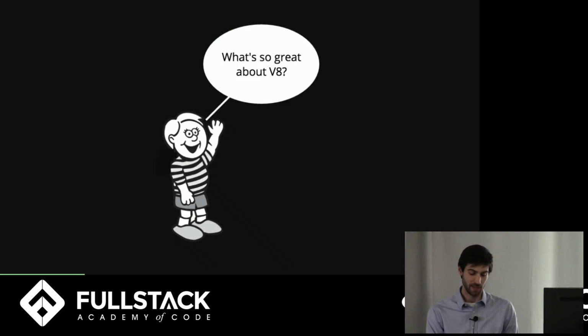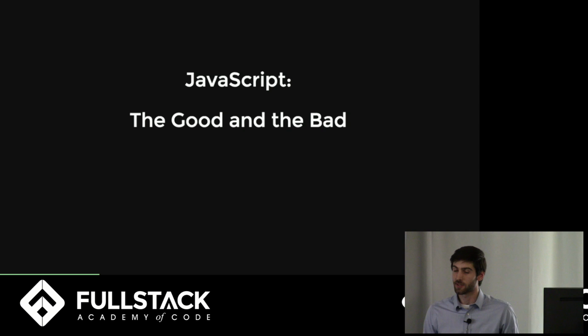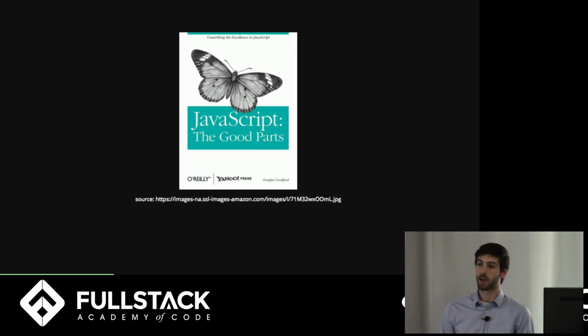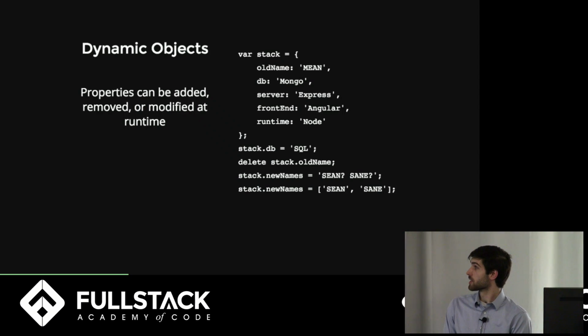So what's so great about V8? Well, in order to answer that question, we have to talk a little bit about JavaScript and take a step back and look at some of the good things and also some of the bad things about JavaScript itself. So as we all know, JavaScript has some great features. And one of those features is dynamic objects. JavaScript objects are incredibly flexible in the sense that since JavaScript is not a strongly typed language, we have a lot of looseness here, right? Which allows us a lot of flexibility. Properties can be added, modified, or removed all at runtime.